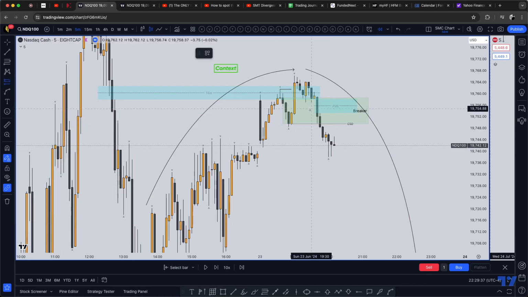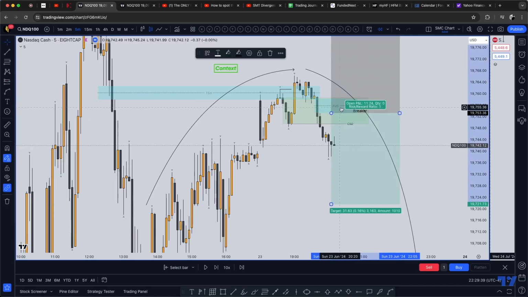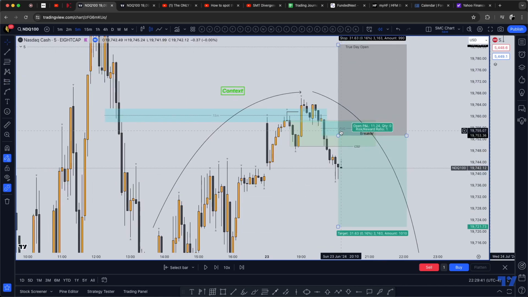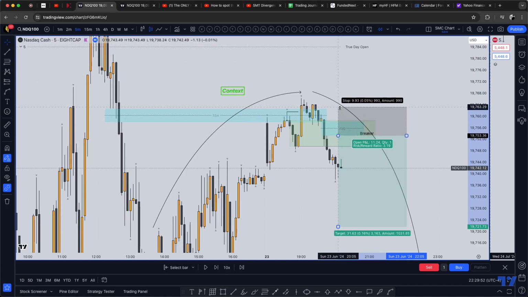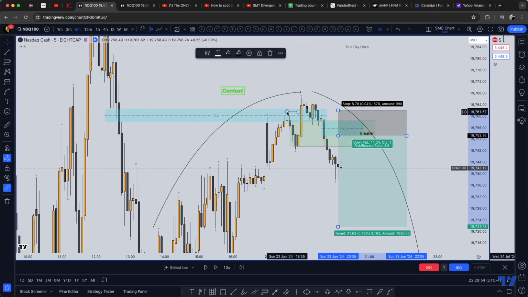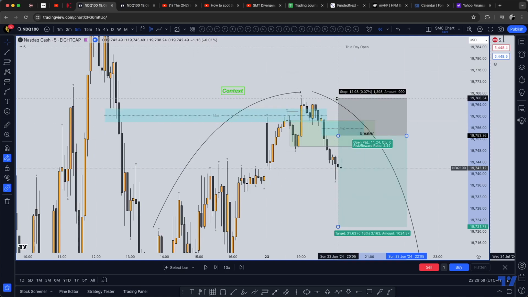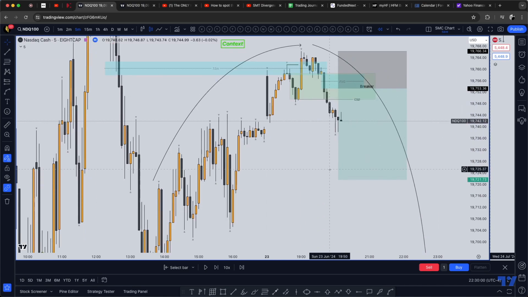So where can I enter? Well, as I mentioned, you can place the entry right here, at the unicorn. If you have fear of missing out, you can probably place the entry right here. But if you don't have that fear of missing out, your entry would be right there. The stop, you can put either above the high of the breaker or this swing high, just to go safer. It's always the safest zone.